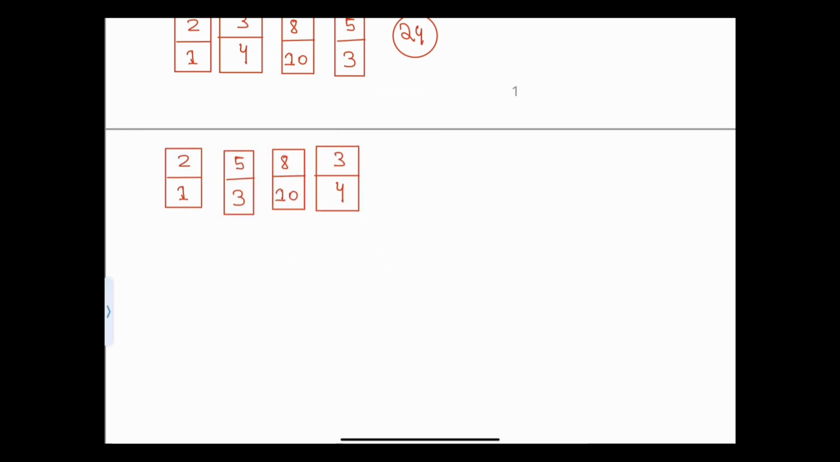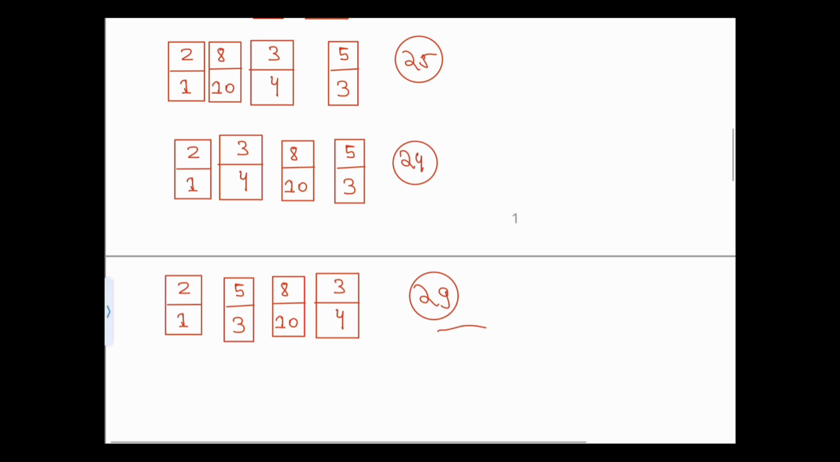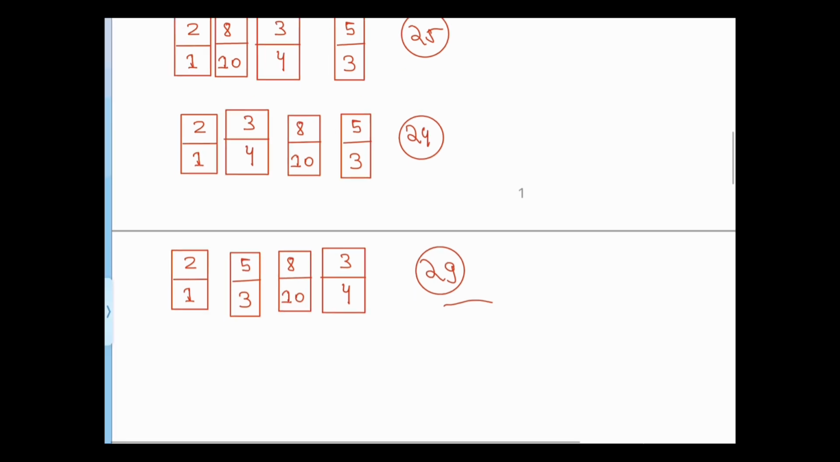Now if we calculate, 2 plus 5 is 7, 7 plus 8 is 15, 15 plus 10 is 25, 25 plus 4 is 29. So yes, 29 is indeed the answer. It is for sure that you will not be able to find a path that will give you a sum that's greater than 29.